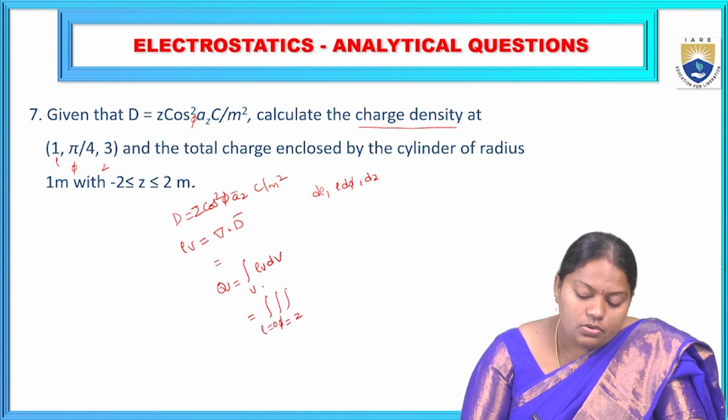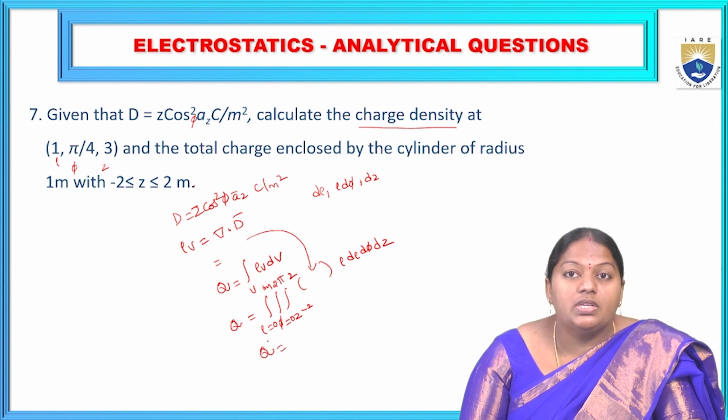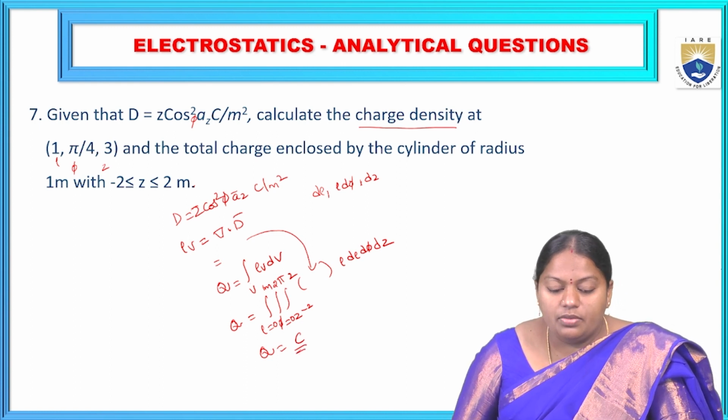Rho equal to 0 to 1 meter, phi equal to 0 to 2 pi, and z equal to -2 to 2, and substitute whatever the rho value is getting from here to here, and dv is nothing but rho d phi dz. So finally, whatever value is obtained should be measured in terms of coulombs. Okay, so this is the way we have to evaluate.